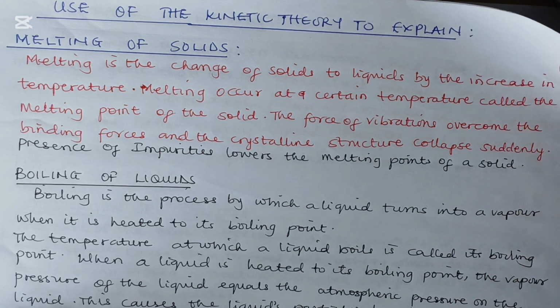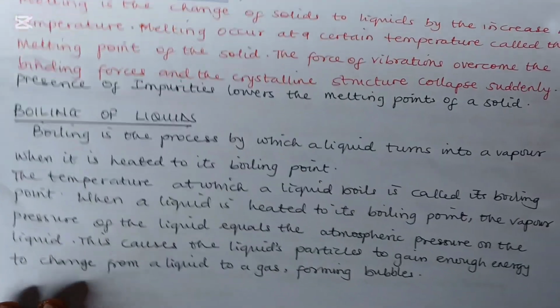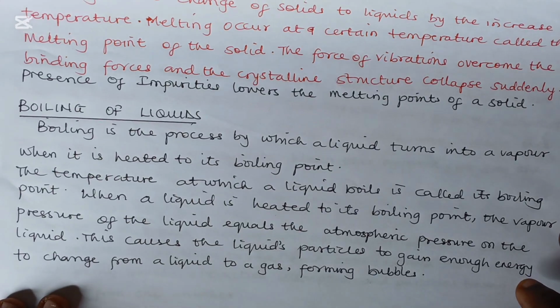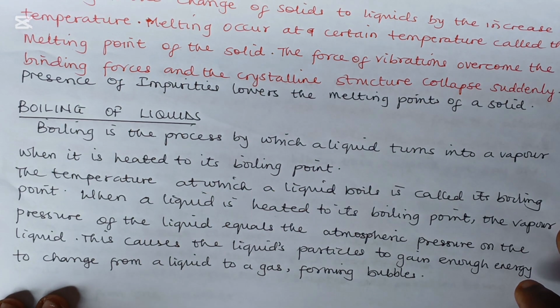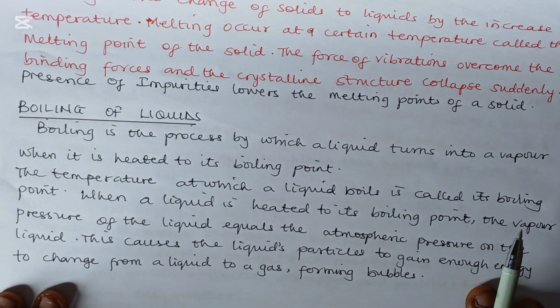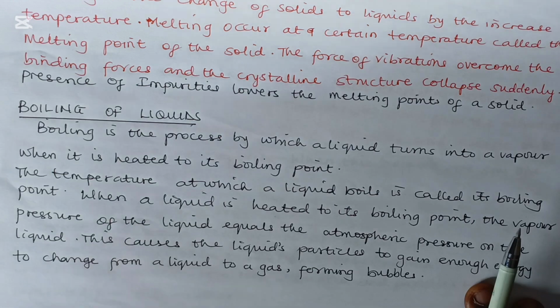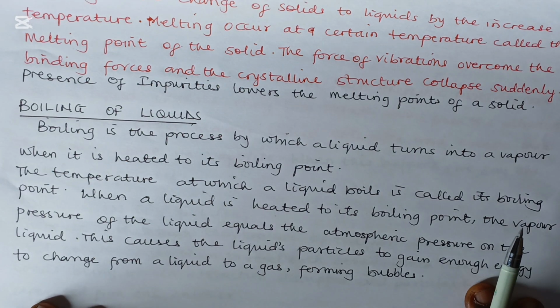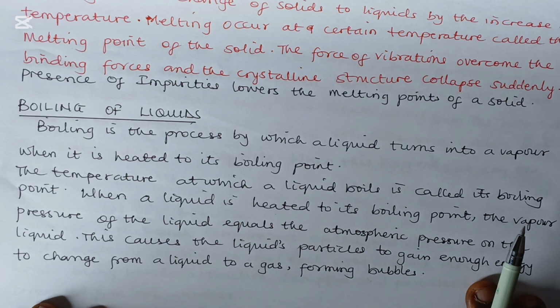The next one is boiling of liquids. Boiling is a process by which a liquid turns into a vapor when it is heated to its boiling point. When a liquid is heated, the forces of cohesion holding the particles of the liquid are weaker than in solids. When boiling takes place, the forces holding the particles are broken due to increase in temperature, and the temperature at which a liquid boils is called its boiling point.